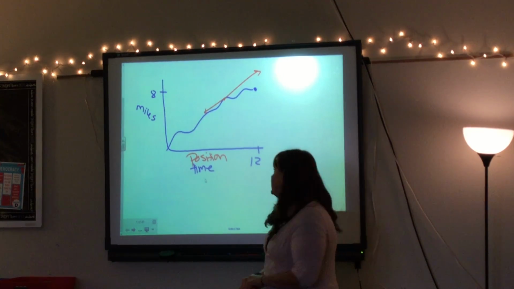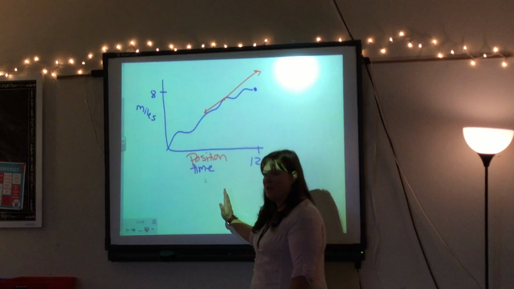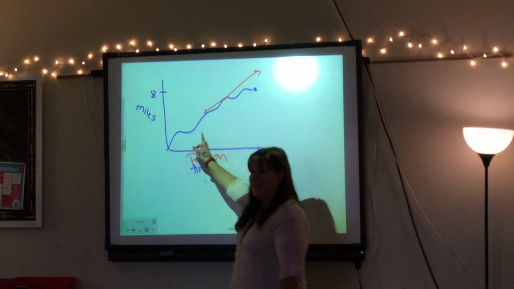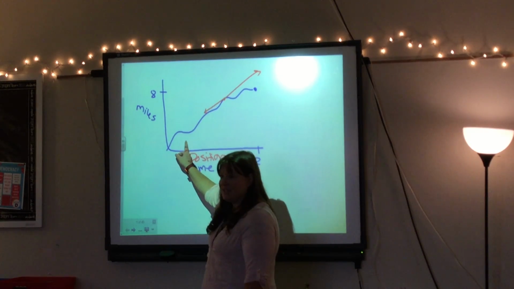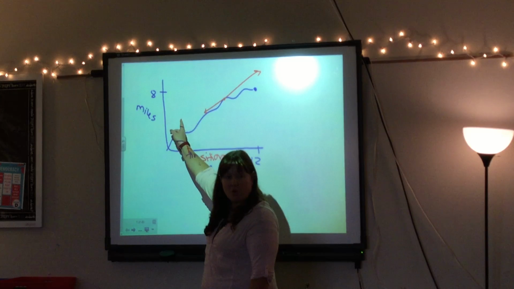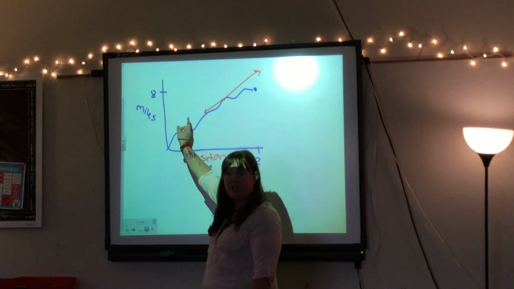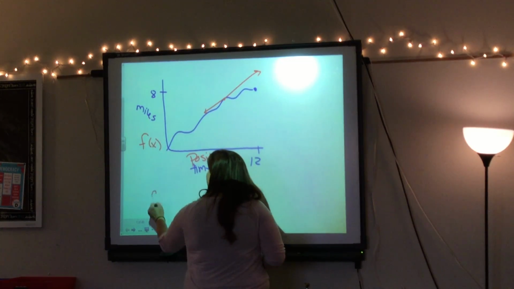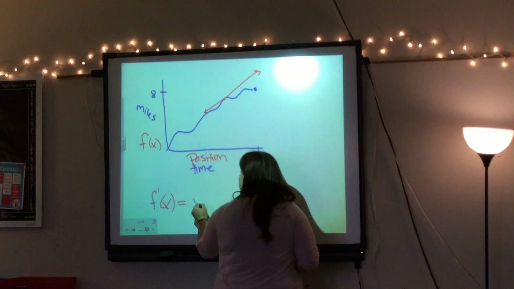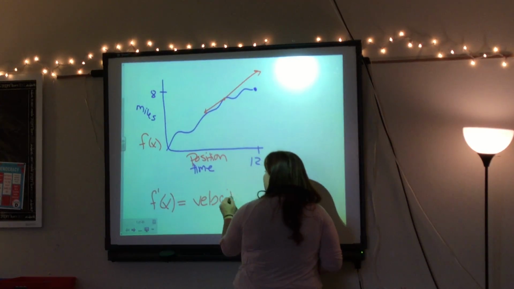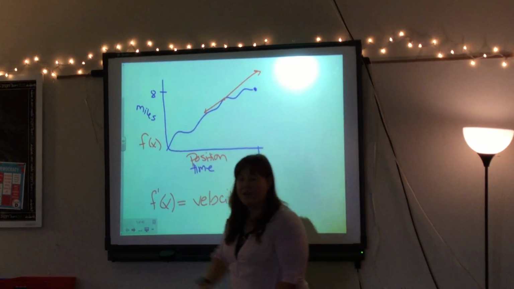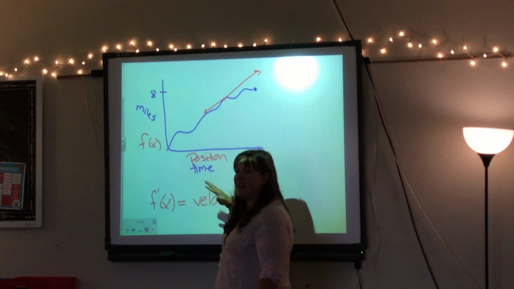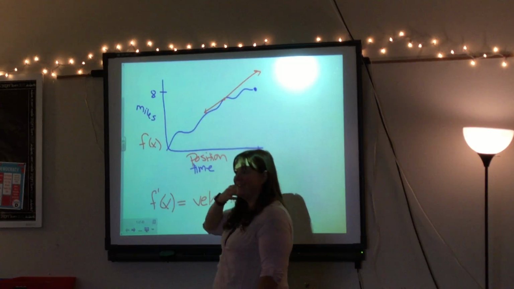And at any point, I could say, okay, at time 10, what's my derivative? That's how fast I'm going at time 10. At time 4 minutes, how fast am I going? I find the derivative at 4, and that's my velocity at that point. So if this is f of x, f prime of x is my velocity function. So if I want to figure out how fast I'm going, I find the derivative of my position function. This is going to get so confusing.